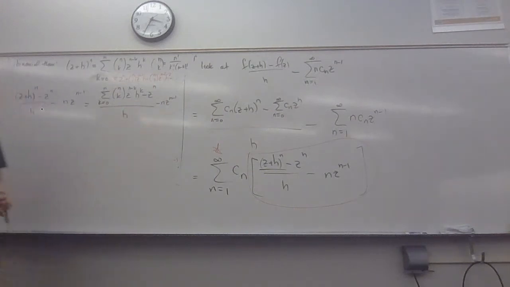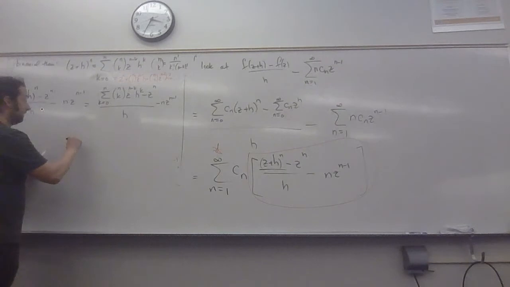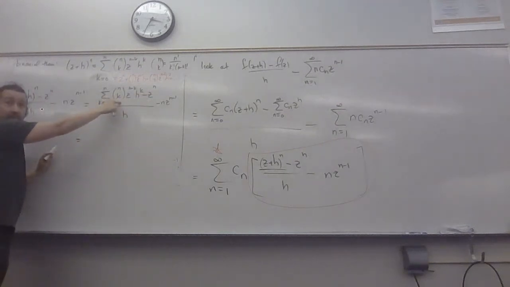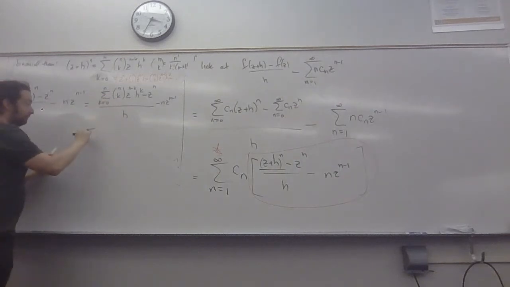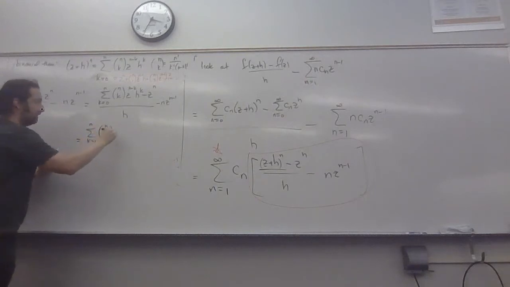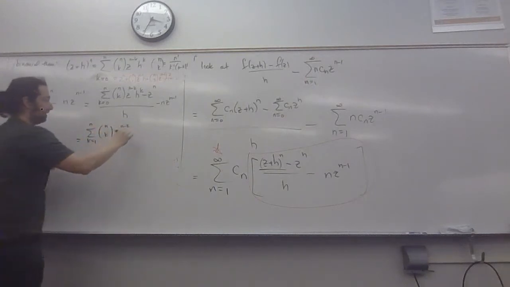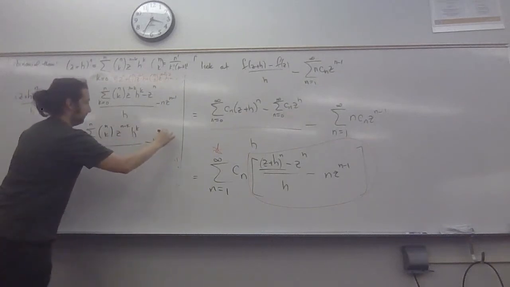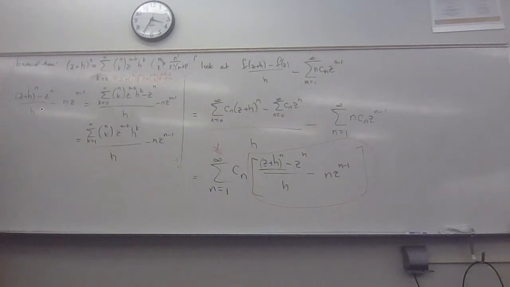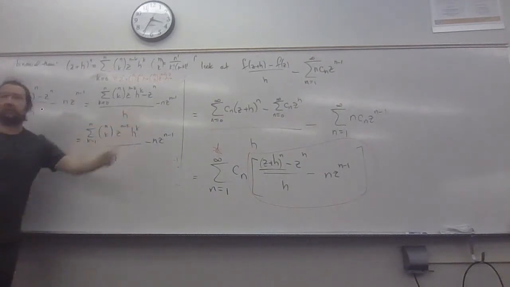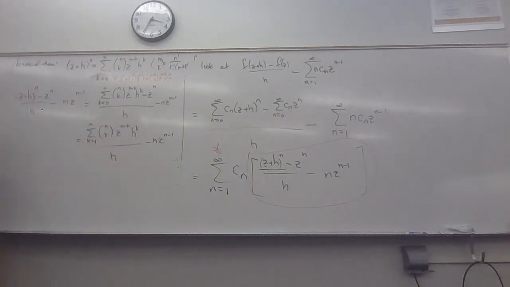So algebraically, the next step is to notice that z to the n is the k equals 0 term of this series. And so we get the sum from k equals 1 to n of n choose k, z to the n minus k, h to the k, over h, minus n z to the n minus 1. So the trick here is we're getting rid of all these extra bits to get something I can actually control. All these extra subtractions are being eaten up. So the z to the n subtracted off this, and that's when we dropped to the first index.